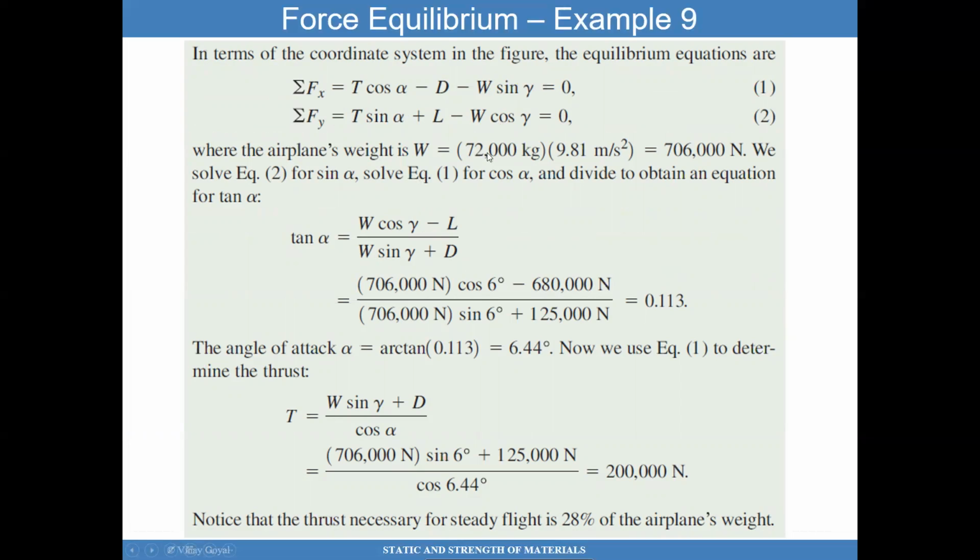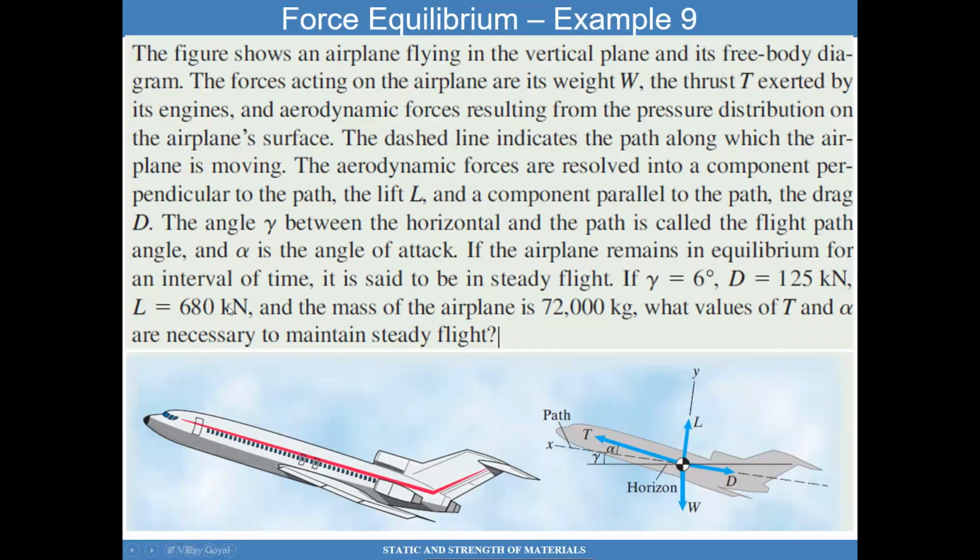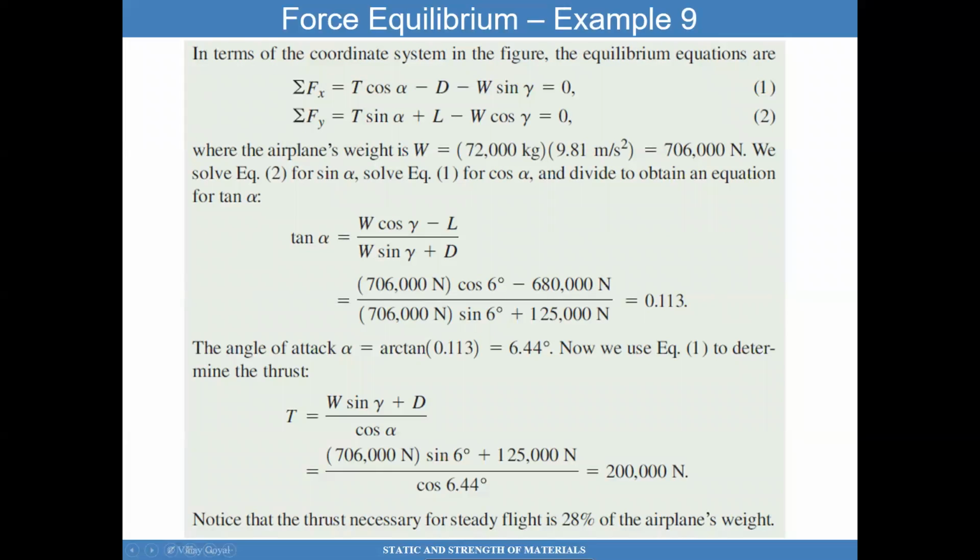It's a mass of 72,000 kilograms. The acceleration due to gravity is 9.81. So you know the weight. So if you know the weight, we should be able to solve this equation right here for sine of alpha, because weight was given, lift was given. You can see here, lift is given in the problem statement, and the drag is given too. Weight is given, lift is given.